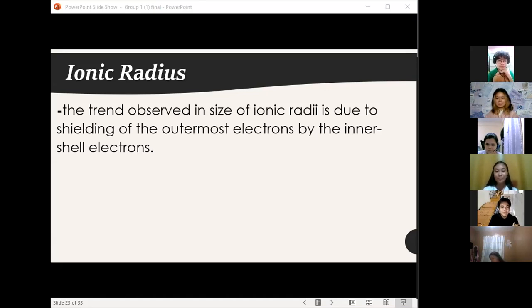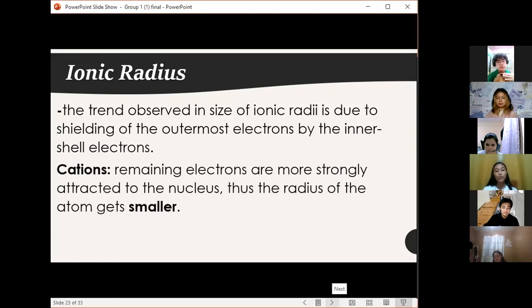Basically, the main concept of ionic radius is that when an atom loses an electron to form a cation, positive, the lost electron no longer contributes to the shielding of the other electrons from the charge of the nucleus. Thus, the electrons are more strongly attracted to the nucleus, so the radius of the atom is smaller.